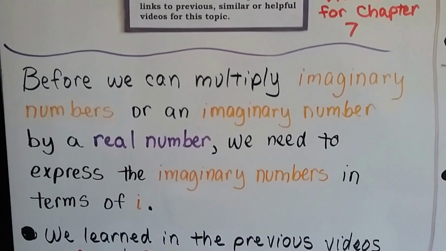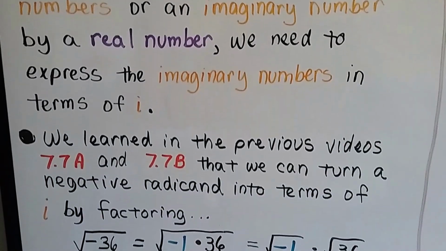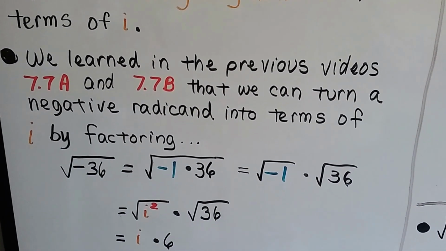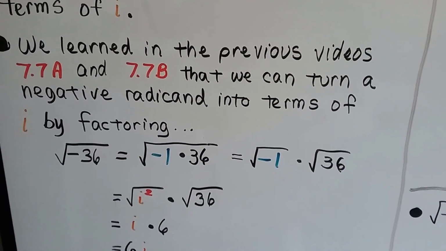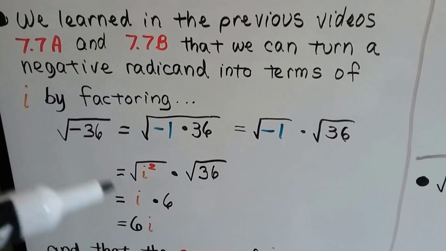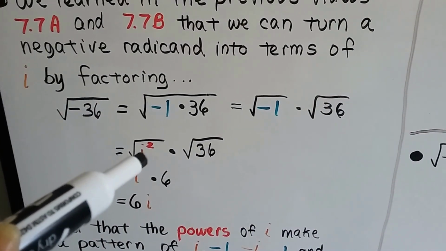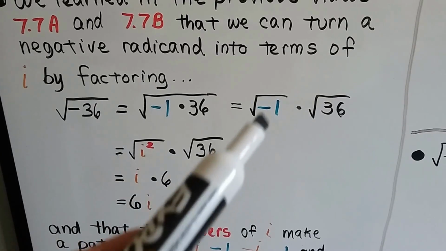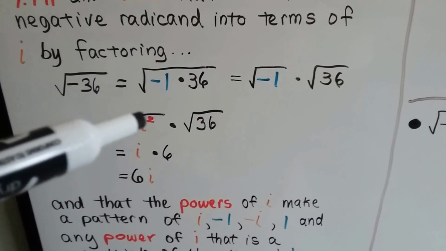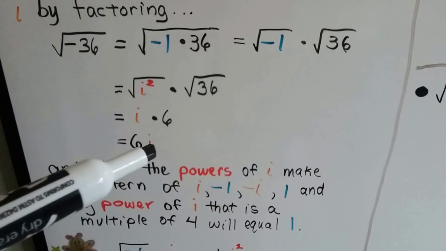Before we can multiply imaginary numbers, or an imaginary number by a real number, we need to express the imaginary numbers in terms of i. We learned in the previous videos 7.7a and 7.7b that we can turn a negative radicand into terms of i by factoring. If we have the square root of negative 36, we can factor it as the square root of negative 1 times 36. The square root of negative 1 is the same thing as the square root of i squared. We have them split into their own radical sign. When we unsquare this, because there's a little 2 root and a 2 exponent, we can just have an i times a 6, because 6 times 6 is 36, and we write the i behind the number.